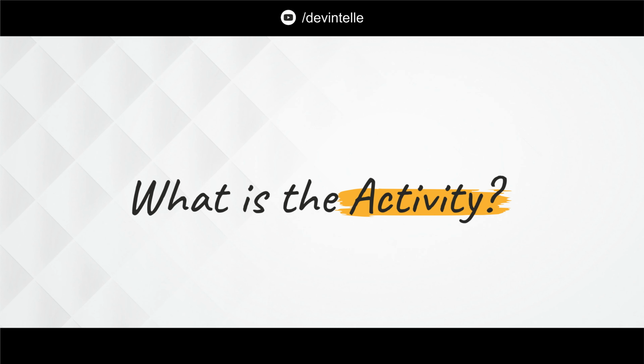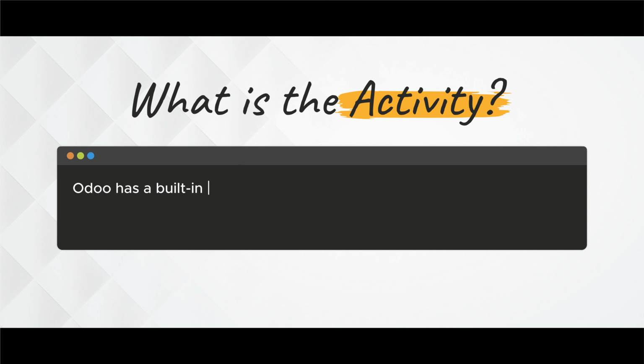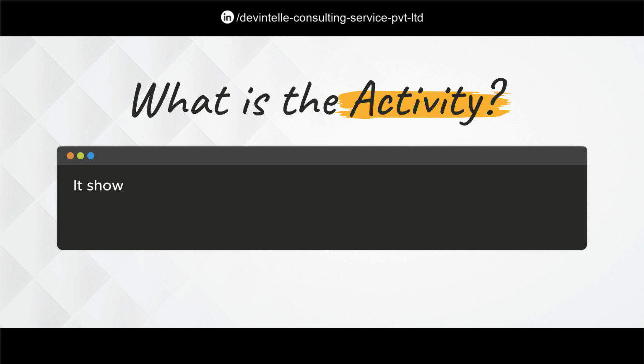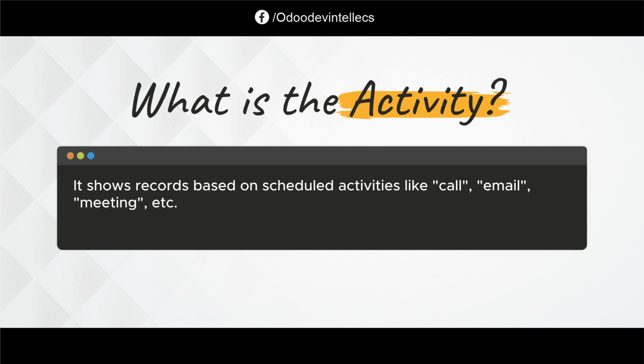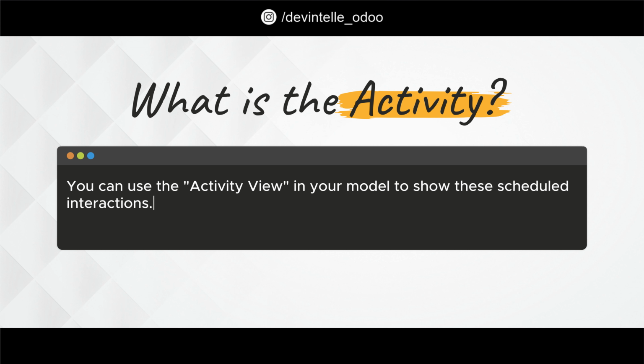So first of all, I will tell you what is the activity view. Odoo has a built-in activity management model, mail.activity. It shows records based on the scheduled activities like call, email, meeting, etc. So you can use the activity view in your model to show these scheduled interactions.